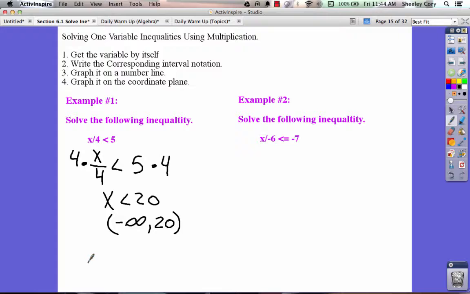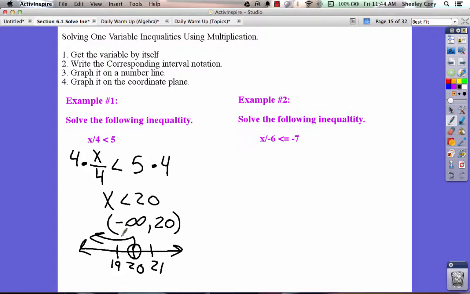Then we have to write the number line, so we'll draw the number line here. Mark 20 on the number line. We have to use either an open or a closed dot here. Well, in this case, it's not equal, so we'll use an open dot. I'm going to mark 19, and I'll mark 21 here. And we have to shade it. In this situation, we're going to shade to the left side, toward the negative numbers.